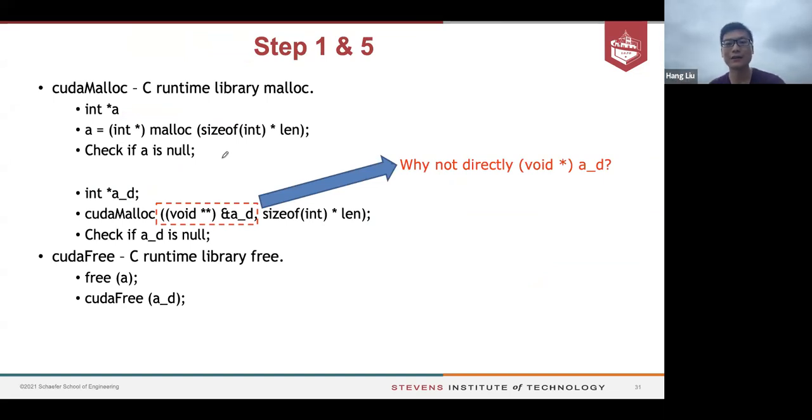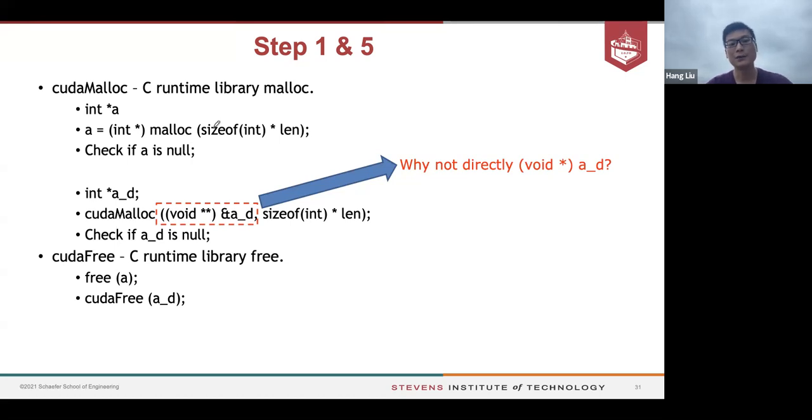So then we're gonna discuss how these 5 steps are done on GPU. First, we have to allocate memory on GPU. Since we have to call it on CPU, what we do is basically a C runtime malloc, right? In C, we do int a, and then we malloc the address in CPU, and then check if a is a null pointer. If it is not, that means we successfully get the space.